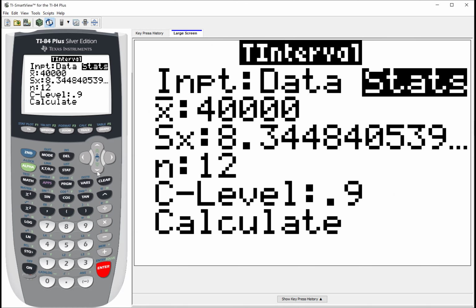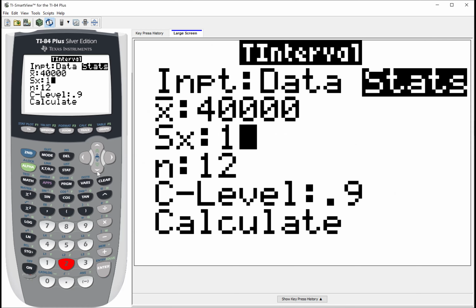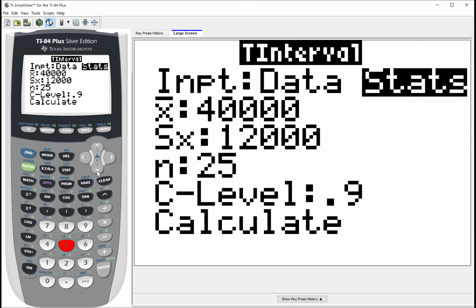Enter. Now, S with the little X next to it is just S. It's the sample standard deviation. Remember back in chapter 3, this popped up and I told you that the calculator just uses that little sub X as notation, but this S sub X just stands for the sample standard deviation, which was 12,000. And the sample size was 25, right? We selected 25 weddings at random. And for part A, we were constructing a 95% confidence interval. So we have to put the C level here. So that was 0.95 for part A.